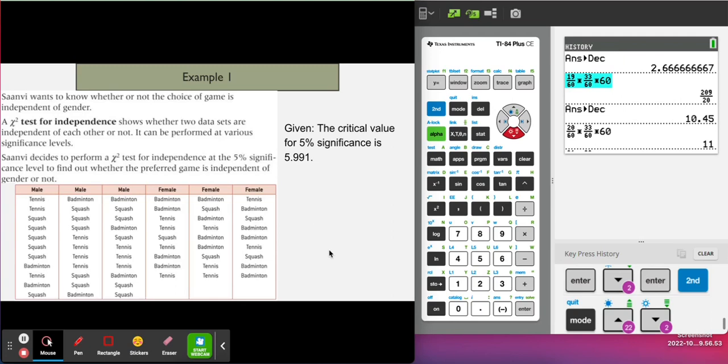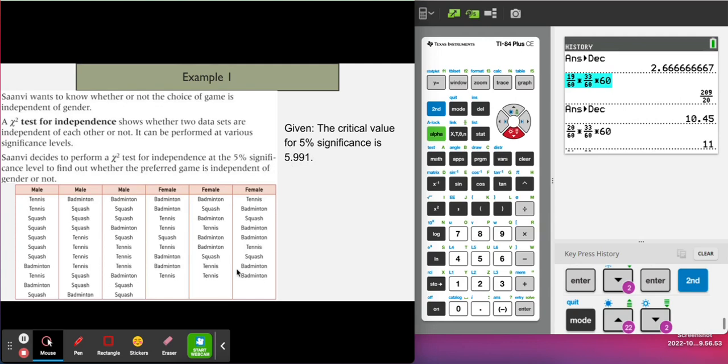Sanvi wants to know whether or not the choice of game is independent of gender. A chi-square test for independence shows whether two data sets are independent of each other or not. It can be performed at various levels of significance. In this case, Sanvi decides to perform a chi-square test for independence at a 5% level of significance to find out whether the preferred game is independent or not. I also gave you extra information: the critical value for 5% significance is 5.991. So this 5.991 represents our chi-squared critical value.